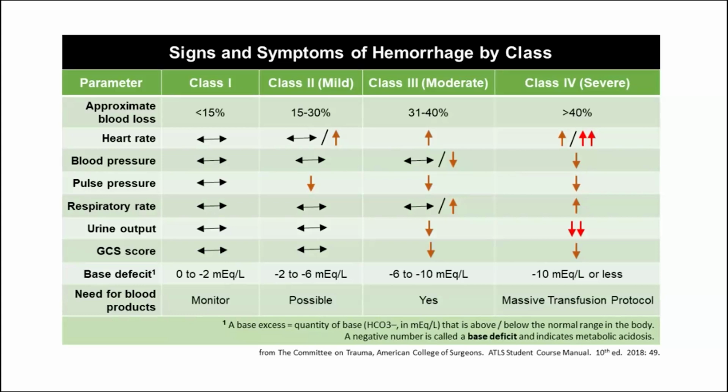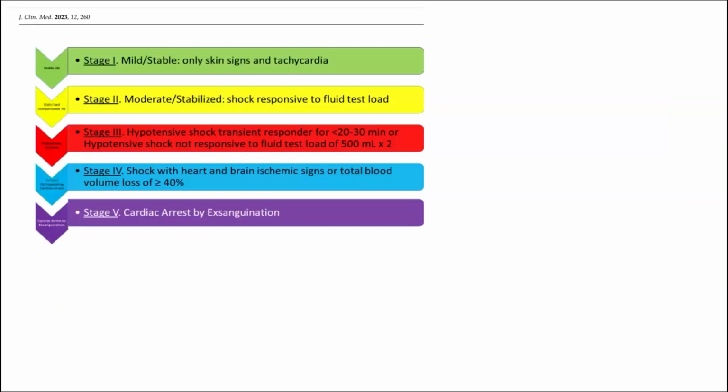And once the patient goes into class 4 hemorrhagic shock, you need to activate MTP. So this is one thing I wanted you to take home from this slide. Recently, the Journal of Clinical Medicine has described another staging of hemorrhagic shock. I wanted you to look into this as well, wherein they have categorized hemorrhagic shock into 5 stages.